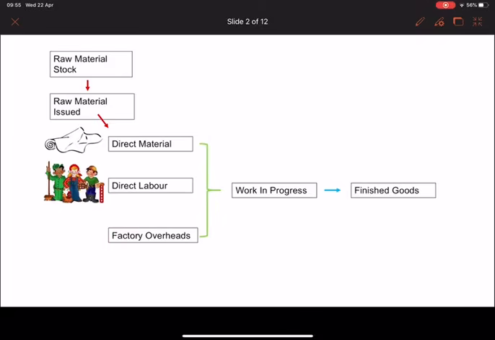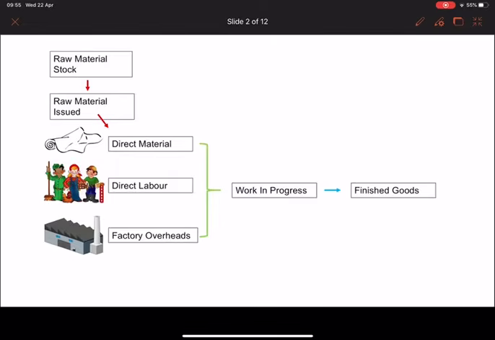Okay. Then we have direct labor. Direct labor are those workers who are directly involved in producing that t-shirt. They make that t-shirt. And lastly, we have factory overheads. So factory overheads is when we're producing these t-shirts, we work in a factory. So all the costs of operating that factory need to be included in the cost of that t-shirt. Right, so direct material, direct labor, and factory overheads make up that cost of the t-shirt.